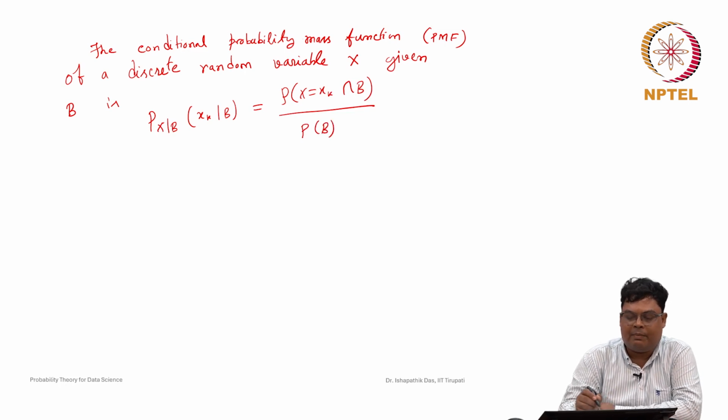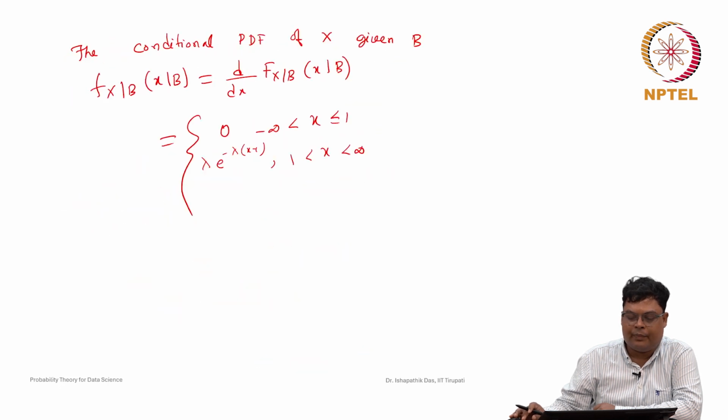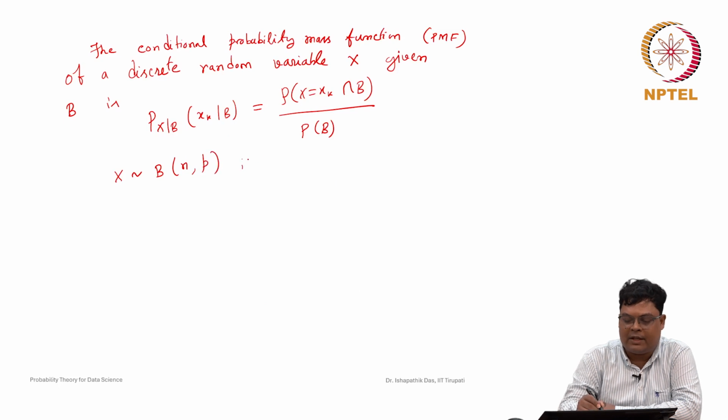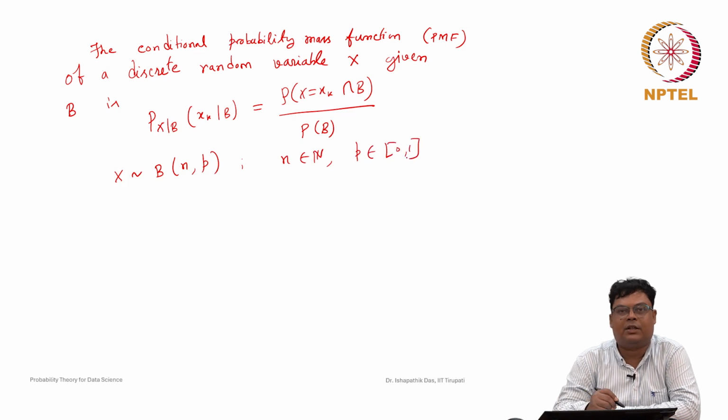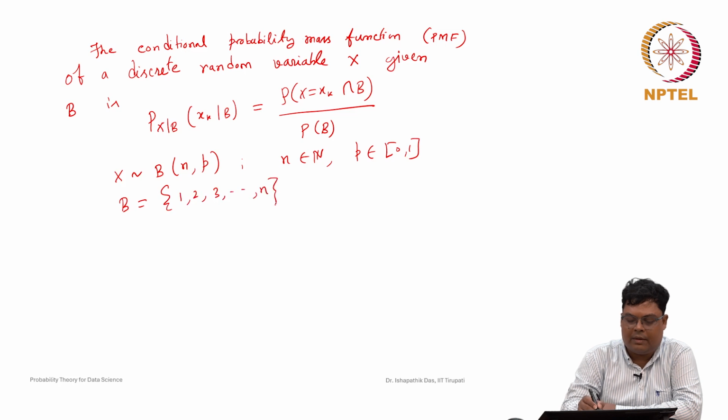Now, for this example, X is binomial with parameters n and p, and B is 1 to n. So X has a binomial distribution with parameters n and p, where n is a natural number and p is a probability between 0 and 1, as we discussed when we covered the binomial distribution. First, let us find the probability mass function of a binomial random variable.